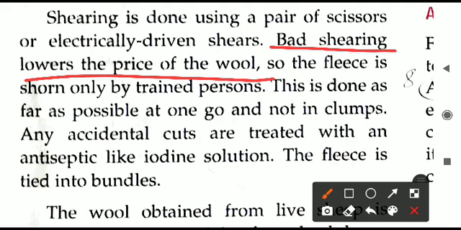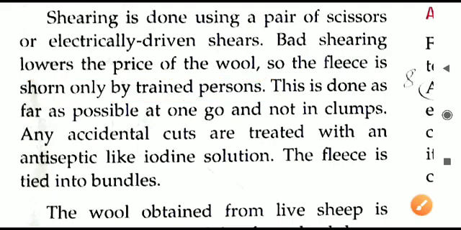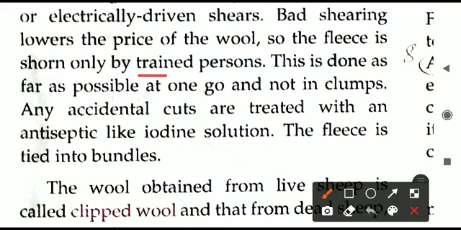So bad shearing will lower the price. That is why fleece has to be shorn only by a trained person. It is not like anyone will take scissors and start taking the wool. It is not like that. There is a proper method, a proper way in which the shearing has to be done. Otherwise the breeders will get a loss. So they are generally trained persons. They use different techniques that will not lead them into any monetary or economic loss. So this is done just by trained persons only.